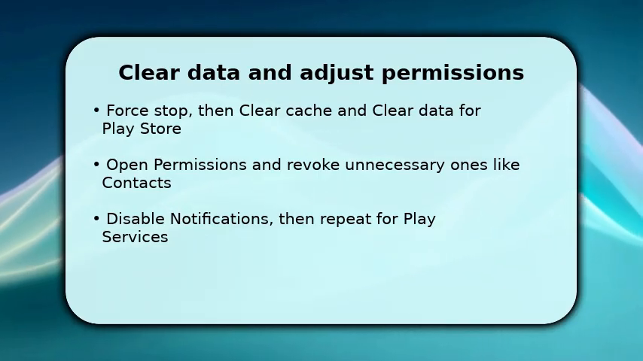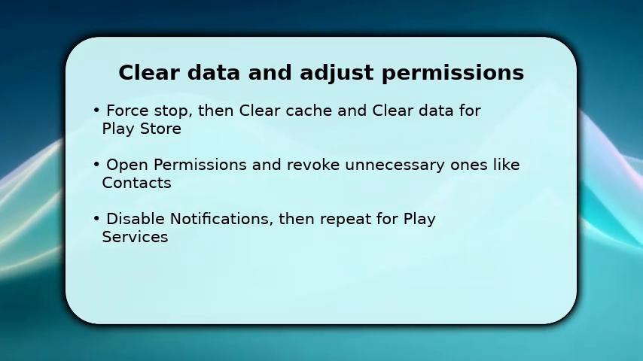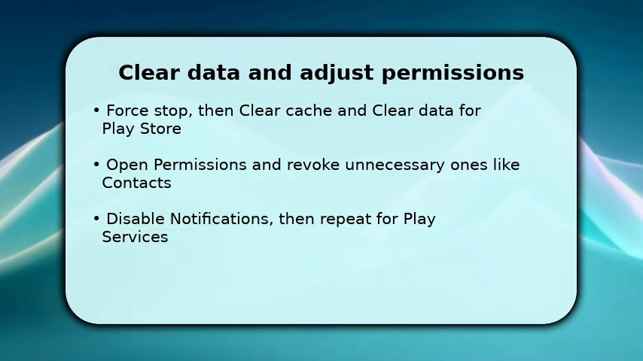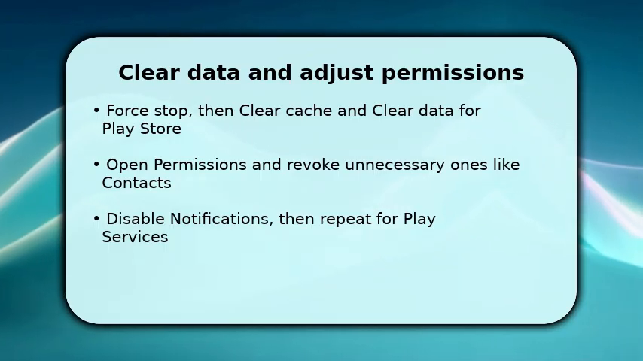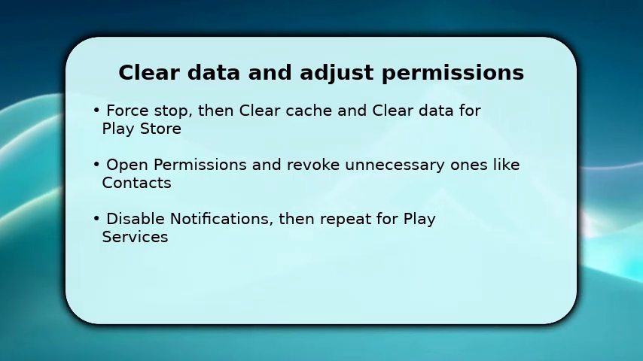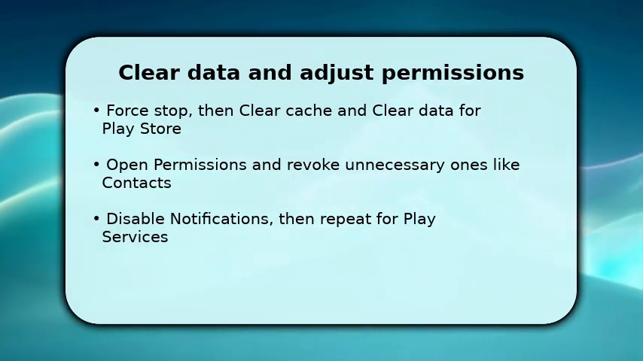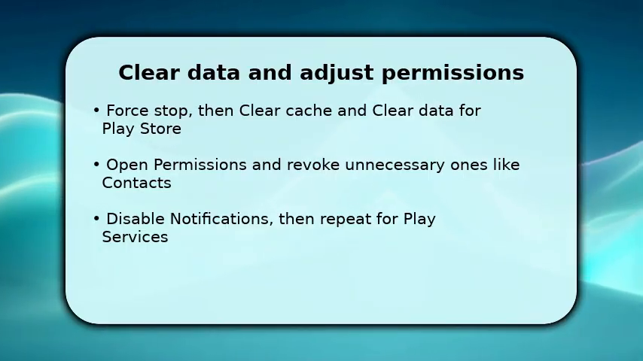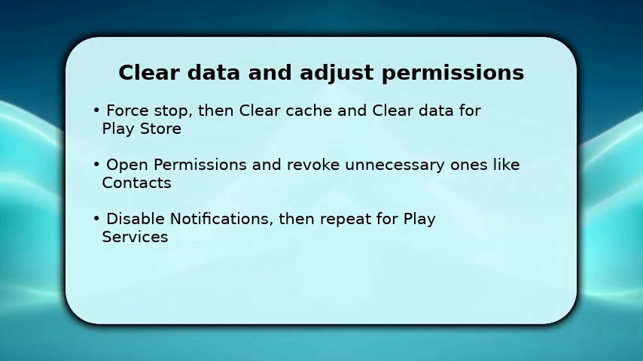Next, open permissions and revoke anything unrelated to store functionality, such as contacts or location. Fewer permissions mean less ad targeting. Then return to notifications and turn off promotional or recommendation channels. Make sure to repeat equivalent steps for Google Play services because it handles ad ID and background delivery.